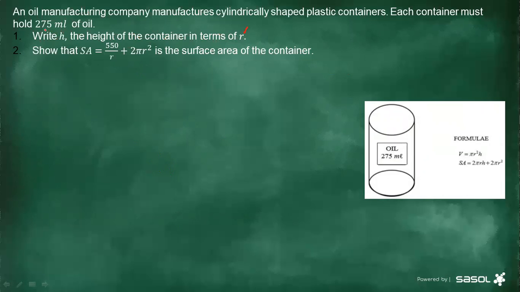Now we can see that we are having 275 milliliter of oil. Therefore, if that is the case, we can turn it into volume, because it's a liquid which is inside this cylindrical shape, and we want that volume which is occupied by that oil. So then we'll have to convert this milliliter into cubic centimeter.